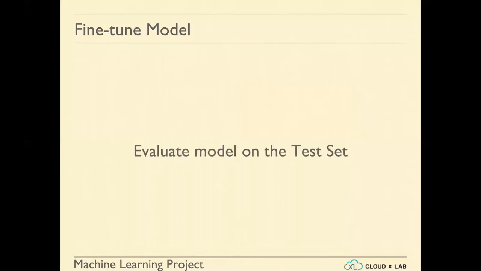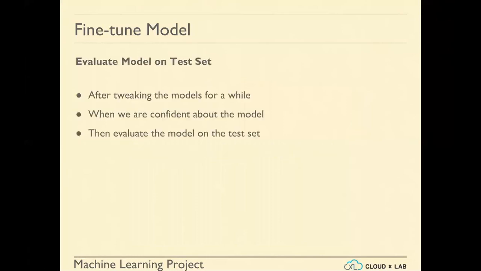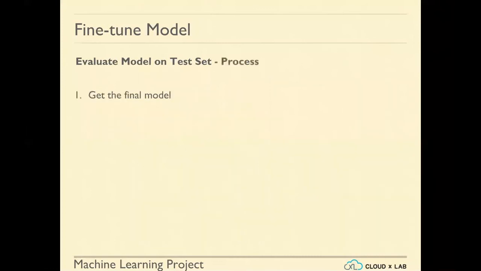All right. Now, once the model has been trained and we are convinced that this is the best we could do, after grid search and cross validation, we realized that everything is perfect as compared to other algorithms. We figured out our best model. So all we need to do is test the model on the test set. After tweaking the model for a while, when we are confident about the model, then evaluate the model on the test set. Okay, the process is get the final model, right?